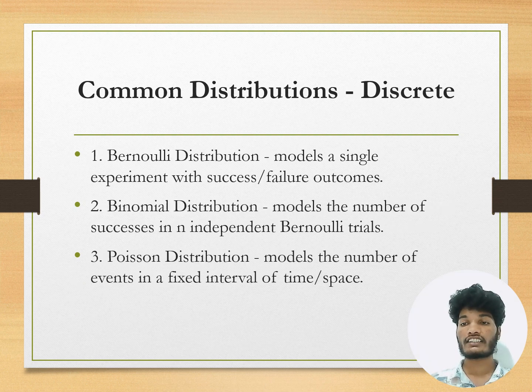Common distributions for discrete random variables. There are three types: Bernoulli distribution, binomial distribution, and Poisson distribution. Bernoulli distribution models a single experiment with success or failure outcomes, like tossing a coin. Next, binomial distribution models the number of successes in independent Bernoulli trials. Poisson distribution models the number of events in a fixed interval of time or space.